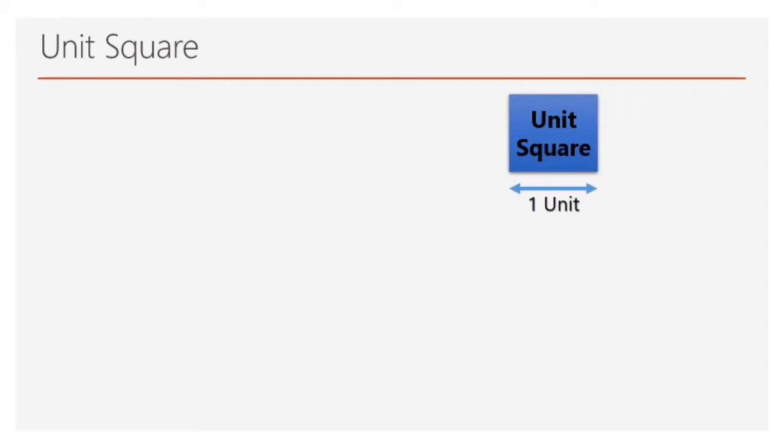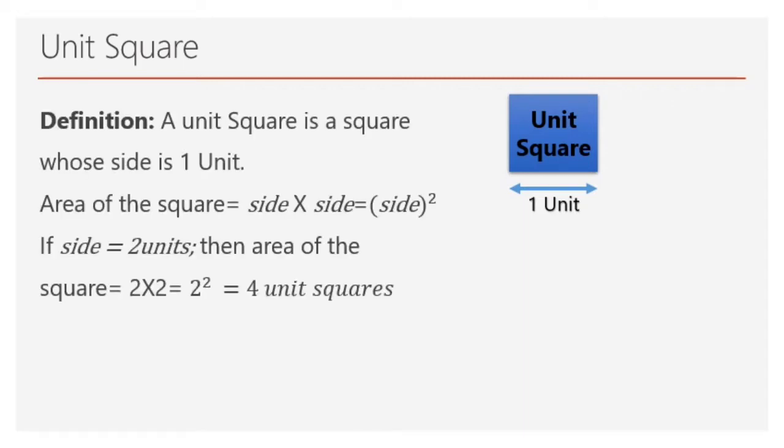From geometry, a square is a closed figure with four equal sides. Let us consider a unit square. What is a unit square? A unit square is a square whose side is 1 unit. What is the area of the square? Area of the square is side into side, which is equal to side square.